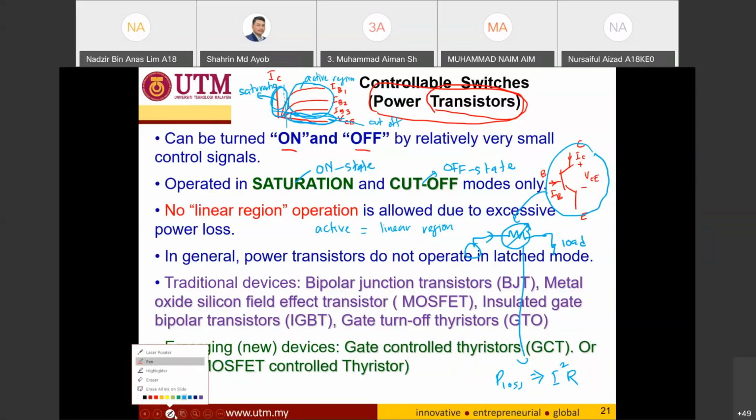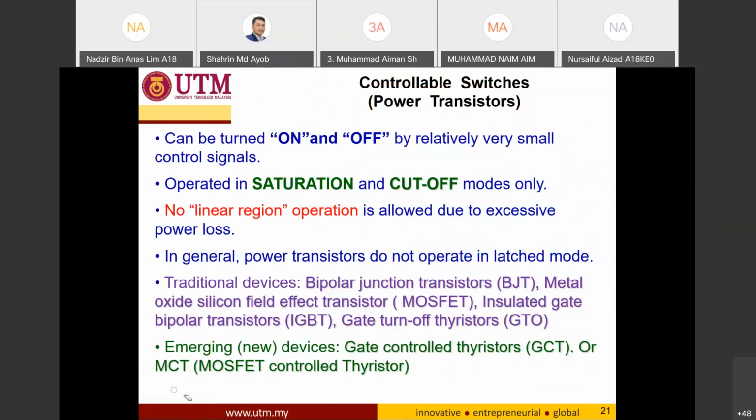So why as a switch? When it is turned on, as you can see, the current is flowing, but the voltage is zero. So the power loss is zero, right? When it is switched off, the current will be zero, and we have some voltage blocking. So the power loss during the off state is also zero. So that's why we always want our transistor to operate as a switch, because there will be no power losses in the circuit.